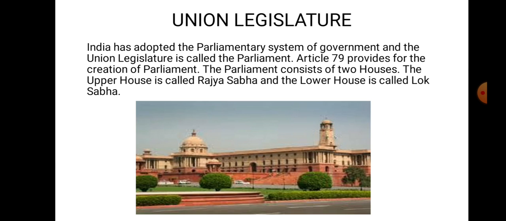Now, let us study about union legislature. India has adopted the parliamentary system of government, and we have taken this from England. And union legislature is called by the name parliament. This is the building what you are seeing, and in our constitution, Article 79 provides for the creation of parliament. Indian parliament consists of two houses, as I said earlier. The upper house of the Indian parliament is called Rajya Sabha, and the lower house of the parliament is called Lok Sabha or House of People.